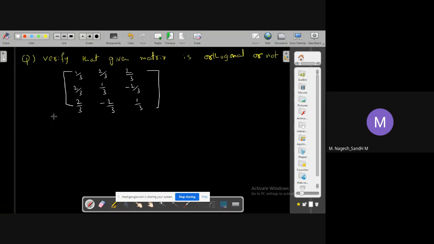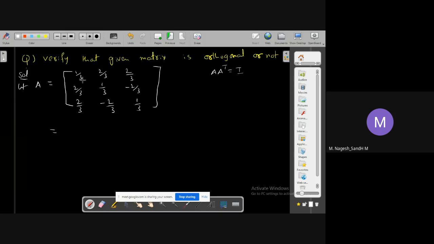Okay. Now listen here. Solution: let this A be the given matrix, assume this matrix is A. Now you have to check whether it is orthogonal or not. Orthogonal or not means you have to check whether A A transpose equals identity or not.